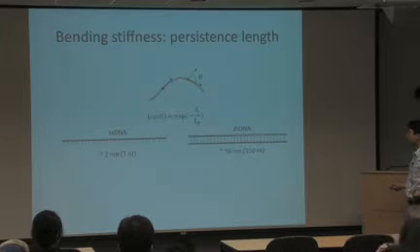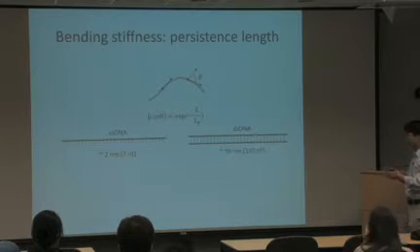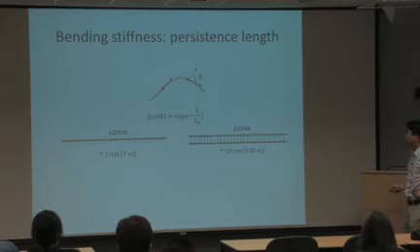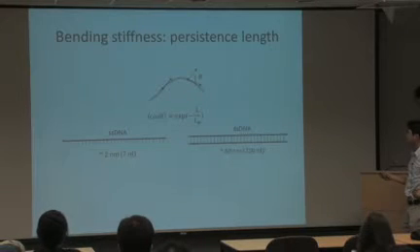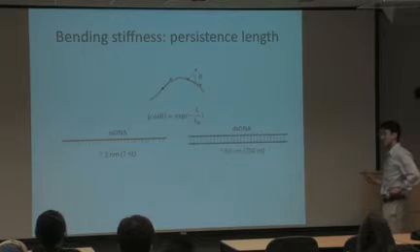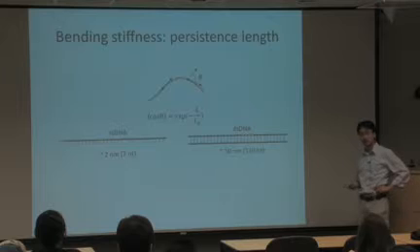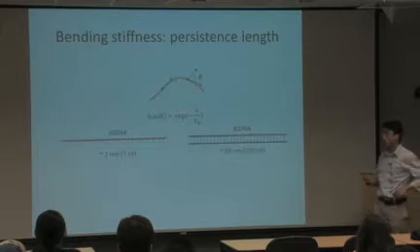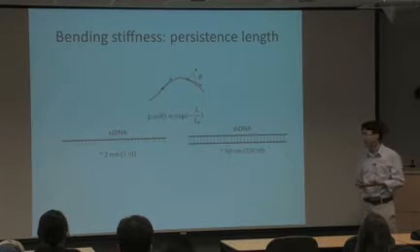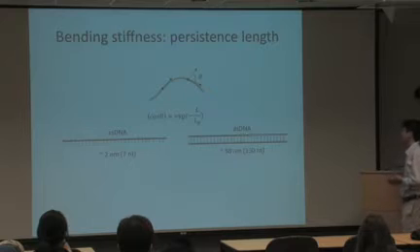Double-stranded DNA, because it forms base pairing between two single-stranded DNAs, it's stiffer than a single-stranded DNA. Therefore, its persistence length is longer. And it's about 50 nanometers, which corresponds to 150 nucleotides. Okay? So shorter persistence length means flexible, larger persistence length means stiff.